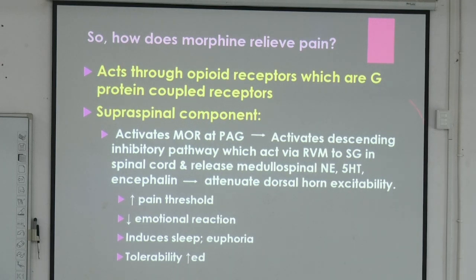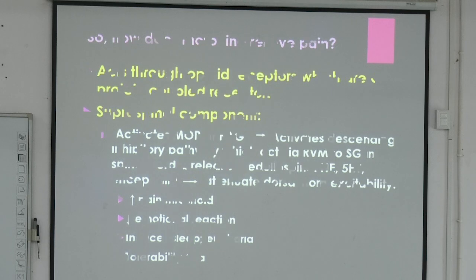Attenuate the dorsal horn excitability, and by which these are the accompaniment: increase the pain threshold, decrease the emotional reaction of the patient, induces sleep, euphoria, tolerability will be increased. If you give morphine to a patient having intense pain, the patient will say that pain is there, but it is not distressing me. I can tolerate this pain. So this is the supraspinal component.